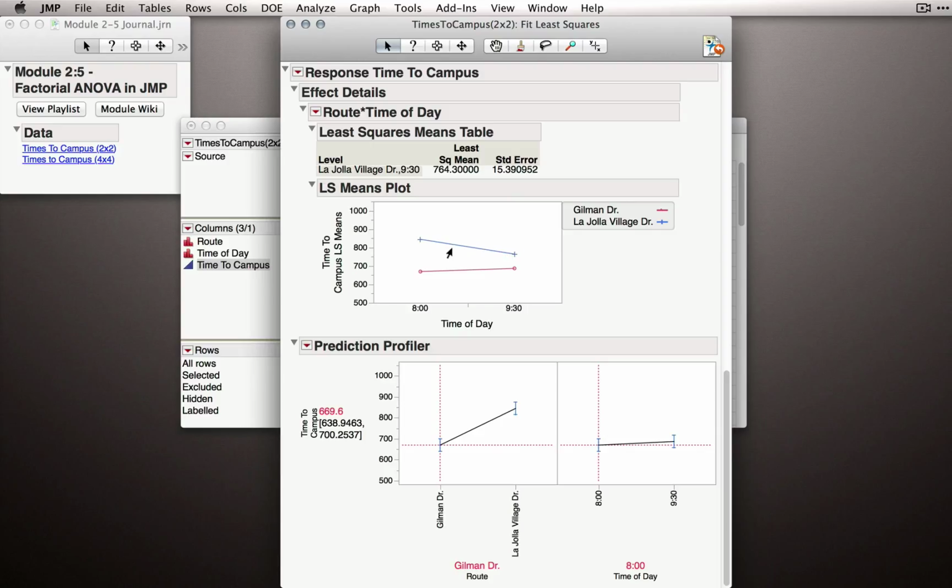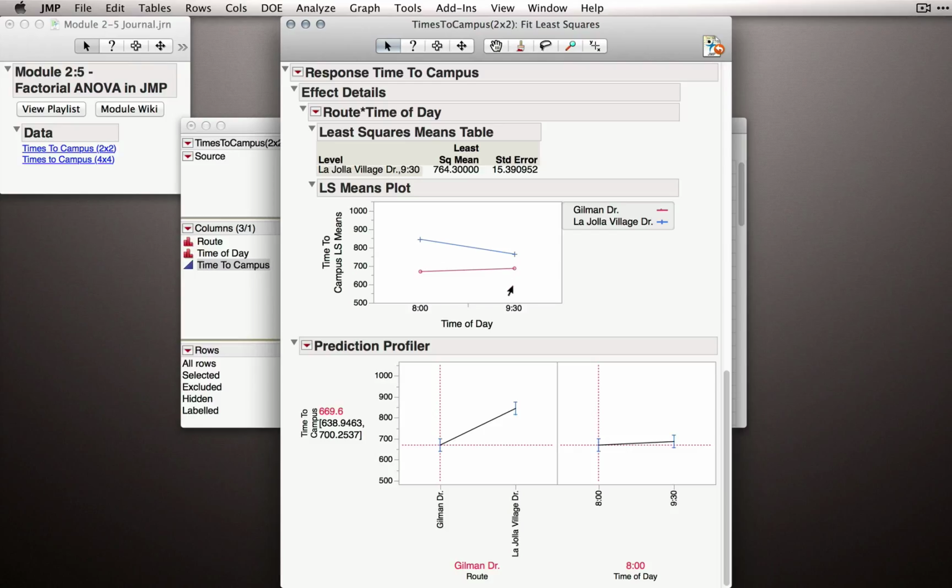Notice there are a couple of other tests we could run. At just 8 o'clock, are the two routes different? Or at 9:30, are the two routes different? Or, and these are a little bit more strange tests, at 8 o'clock for Gilman Drive, is this mean different than the mean at 9:30 for La Jolla Village Drive? Or even the opposite situation, is La Jolla Village Drive at 8 o'clock different from Gilman Drive at 9:30?